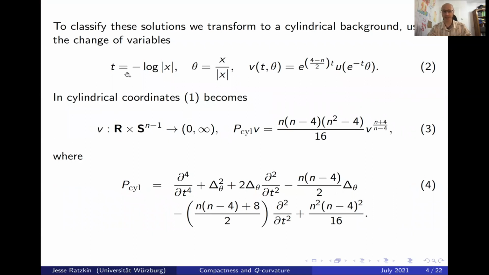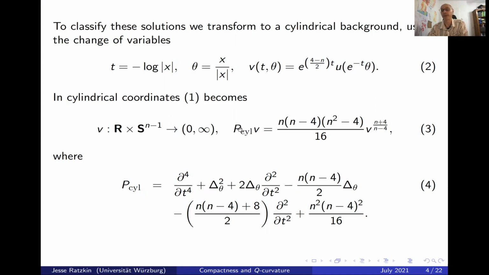It turns out to be easier to classify these solutions once we do a cylindrical change of variables. We do this by letting t be minus the log of |x|, and theta is x over |x|, and v is now defined by this formula. So I have an exponential prefactor, but essentially v of t and theta is u of e^(-t) times theta. And once I do that, the new function satisfies a nice differential equation.